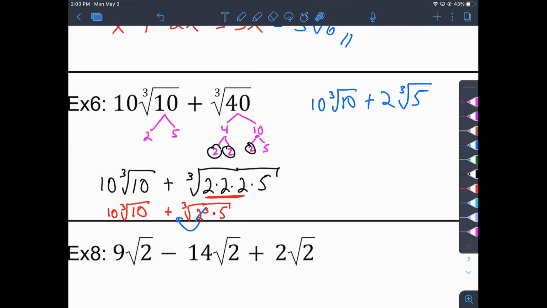Now are they the same? No, they're closer. This, though, is still a 10, and this is still a 5. So I'm done. That's as far as it goes. I satisfied the rules of I had to reduce it, which we reduced the 40 down to a 2 cube root 5. We still reduced it. But in the end, they still did not combine.